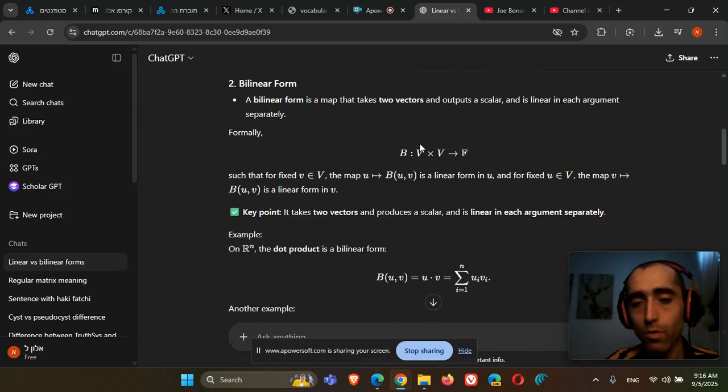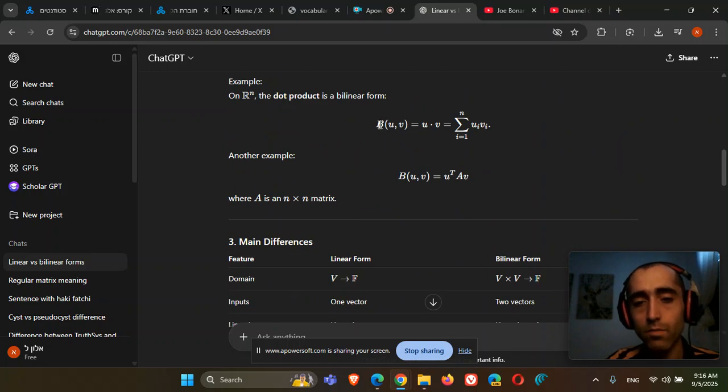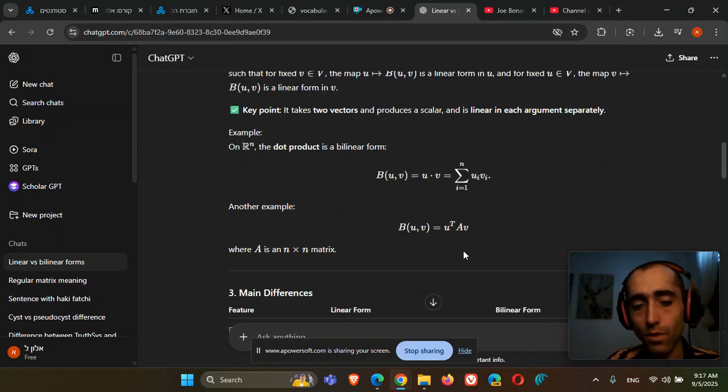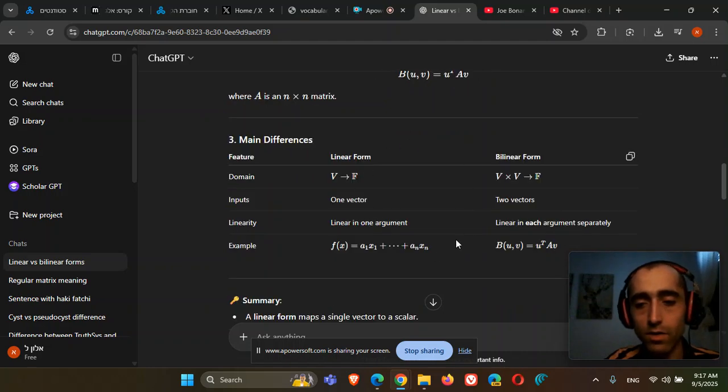And the bilinear form is linear in each argument separately. For example, this mapping, the dot product, takes two vectors, u and v, and produces a scalar, as you can calculate right over here, or present it like this. Anyway, it takes two vectors, we are going from two vectors, and we are getting a scalar. You can present it with a matrix for the coefficients.